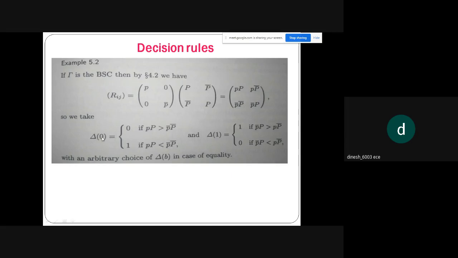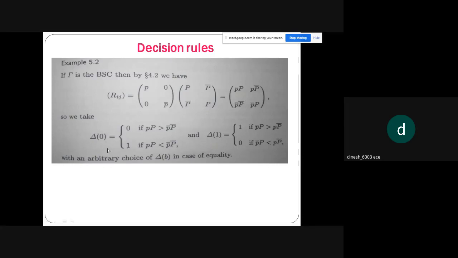So from this we can take the decision of probability of 0, and the decision of 1 also. The decision of 0 will be 0 if small p capital P is greater than P bar. If this is greater than this, we get 0. And if this is not greater than this, we get 1.